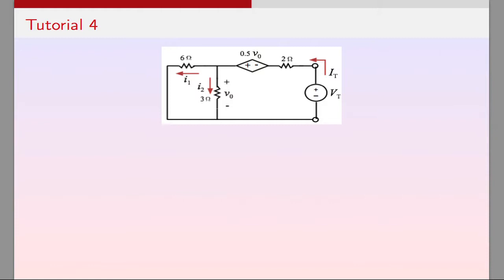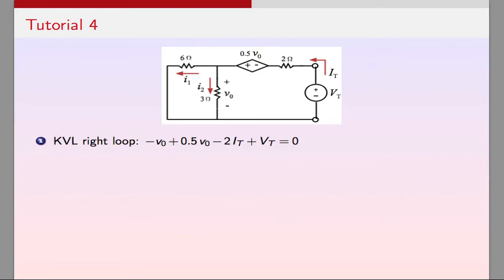I've added two currents, I1 and I2, to help in writing the equations. Where do we start now? Since we need V-test and I-test in our equation, we can start by writing a KVL equation for the right loop. So let's do this. We have minus V0 plus 0.5 V0 minus 2 IT plus VT equals 0.